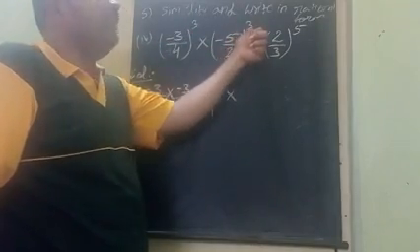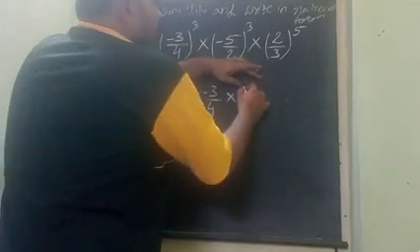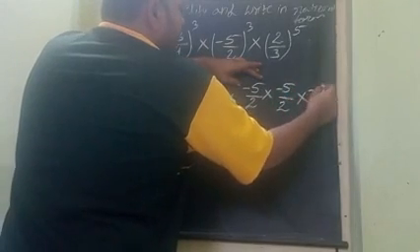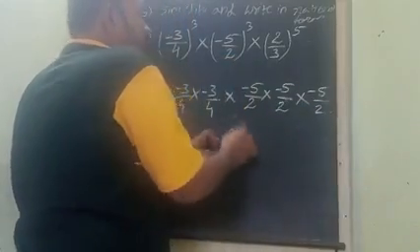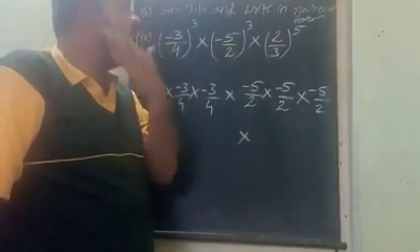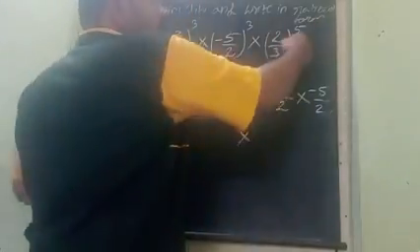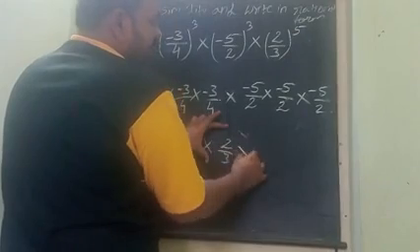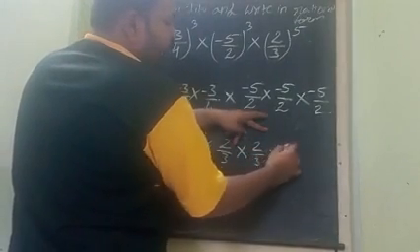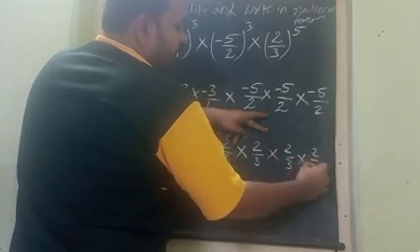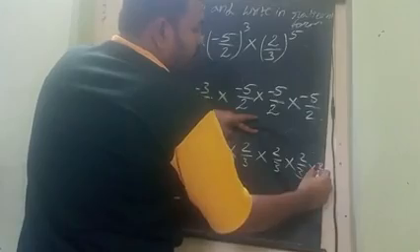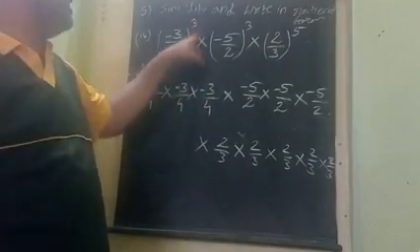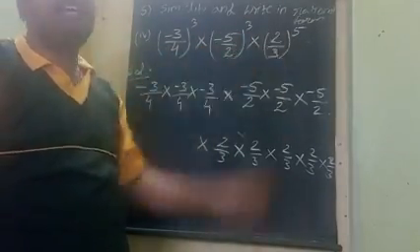This 5 by 2, how many times do you have to write? 5 by 2, you have to write 3 times: minus 5 by 2 into minus 5 by 2 into minus 5 by 2. Up to here we wrote. The last fraction is 2 by 3. This one, how many times do you have to write? 5 times, because the power is 5. So we have to write that one 5 times: into 2 by 3 into 2 by 3 into 2 by 3 into 2 by 3 into 2 by 3. This 3 by 4 is 3 times, 5 by 2 is 3 times, 2 by 3 is 5 times.